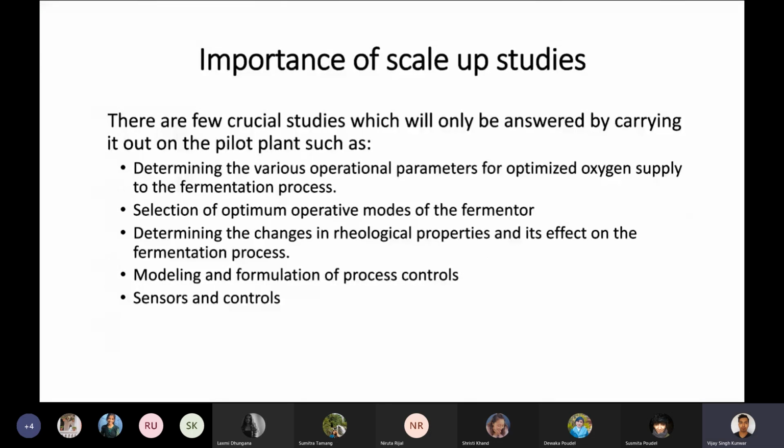There are some crucial studies which can only be answered by carrying out a pilot plant, such as determining the various operational parameters for optimized oxygen supply to the fermentation process, right? What is the oxygen demand, and selection of the optimum operating mode of the fermenter, which mode to run. Then determining the changes in the rheological properties and their effect on the fermentation process, right? When temperature increases, the rheological properties change. Rheological properties means, for example, viscosity. So what happens if there is this increase in the temperature?